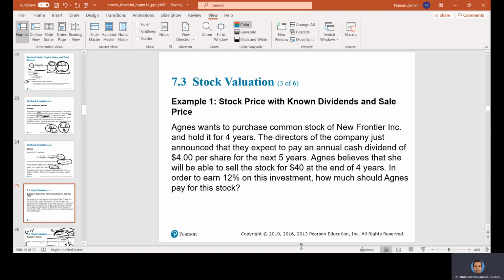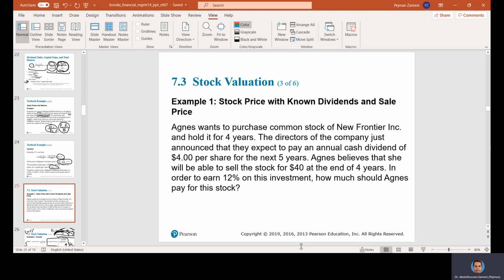There's also another example. Agnes wants to purchase common stock of New Frontier Incorporation and hold it for 4 years. The directors of the company just announced that they expect to pay an annual cash dividend of $4 per share for the next 5 years. Agnes believes that she will be able to sell the stock for $40 at the end of 4 years. In order to earn 12% on this investment, how much should Agnes pay for this stock?